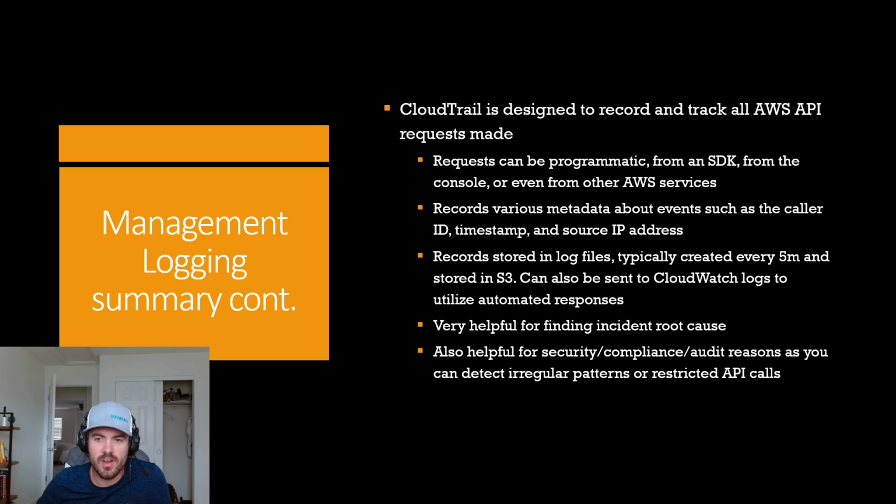CloudTrail records various metadata about events, such as the caller ID, the timestamp of when something happened, and the source IP address. The records are stored in log files, and those are typically created every 5 minutes. The same with CloudWatch logs, and stored in S3. You can also send these records to CloudWatch logs to utilize automated responses.